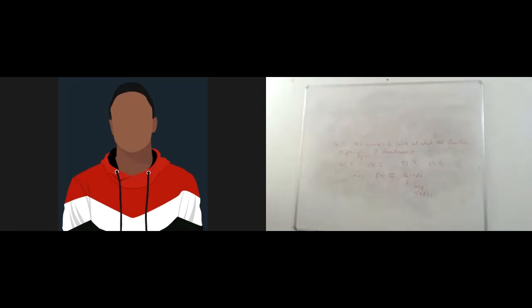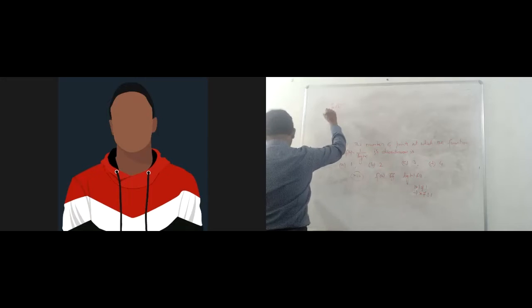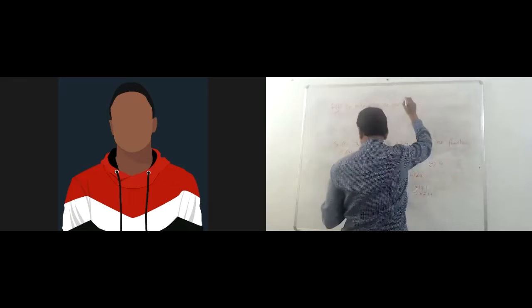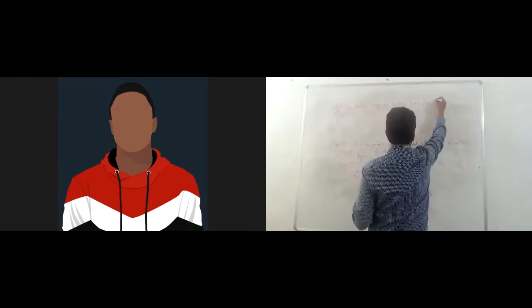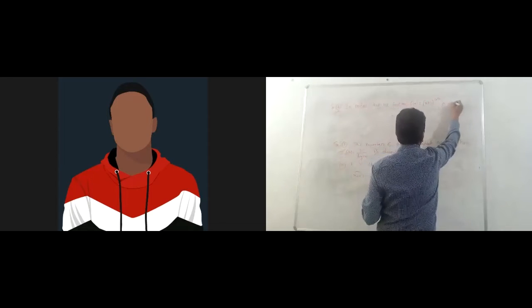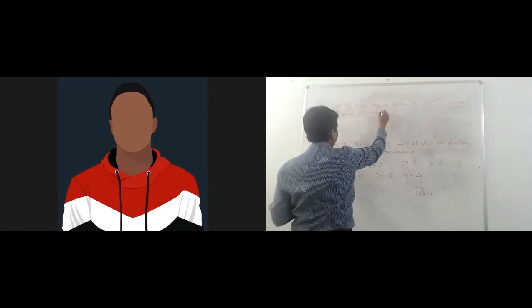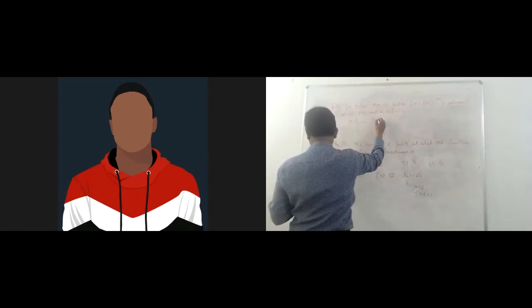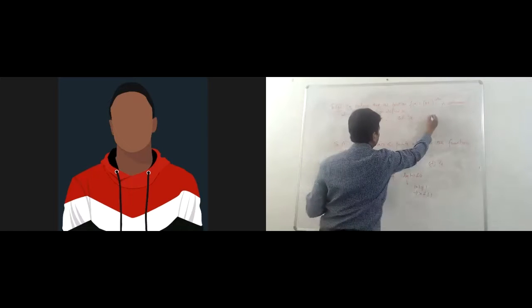Number 2. In order that the function fx equal to x plus 1 whole to the power cot x is continuous at x equal to 0, f0 must be defined as: 0, e, 1 by e, none.